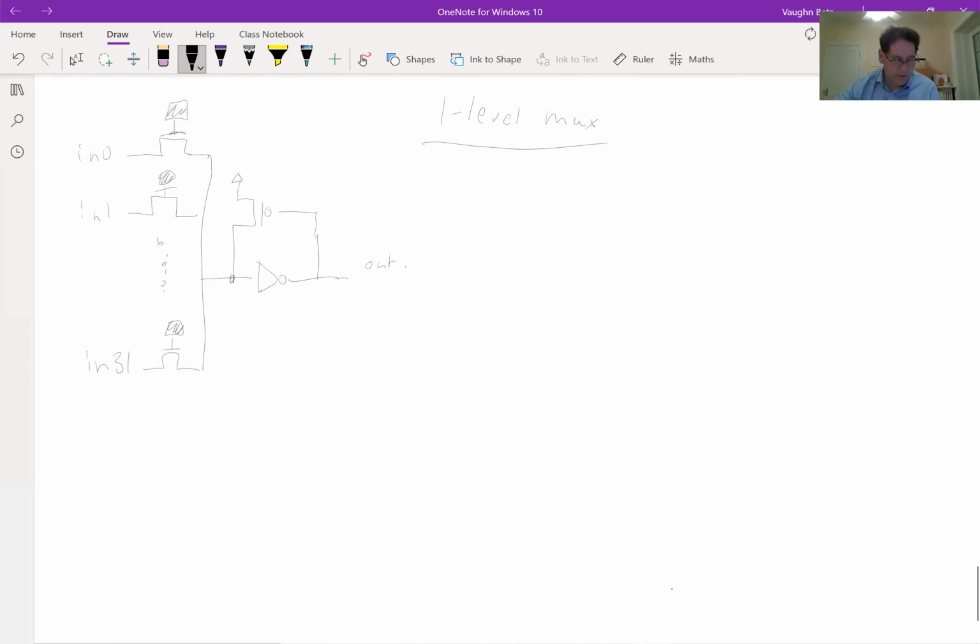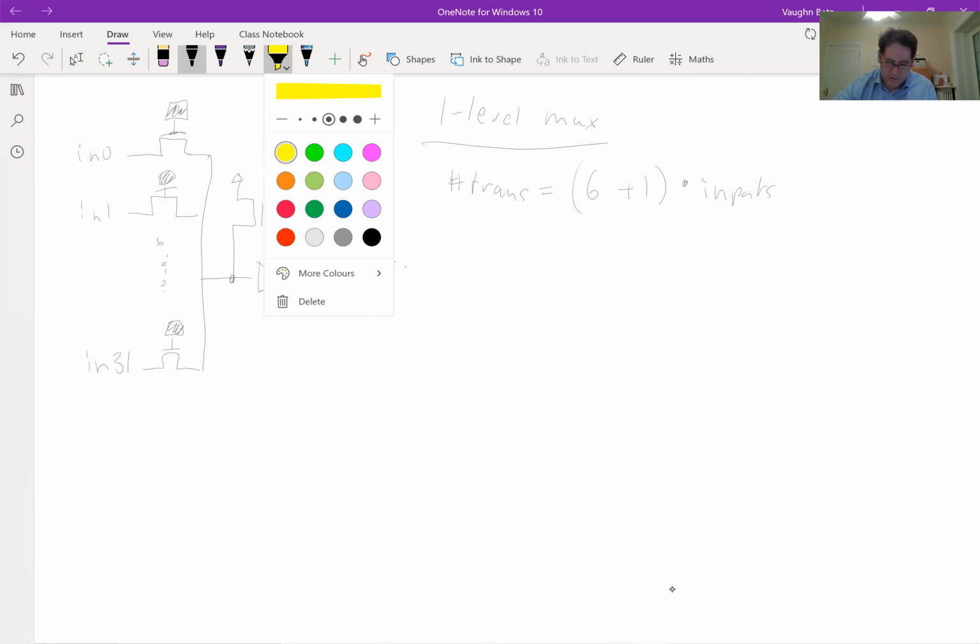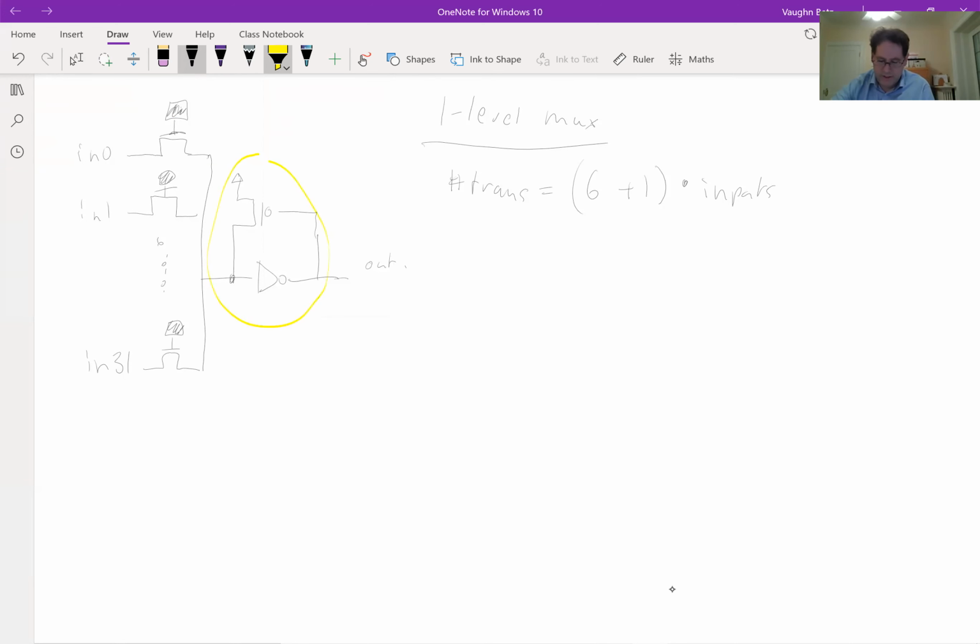Okay, so let's look at this way of building a mux. The number of transistors is equal to the number of transistors that I need for an SRAM cell, which is 6. For every input, I need an SRAM cell and a pass gate. So 6 transistors in the SRAM cell, 1 transistor in the pass gate. I need that for every single input. And then at the end, I've got this structure, and that structure is independent of the number of inputs. It's just another 3 transistors, 2 in the inverter and 1 pull-up.